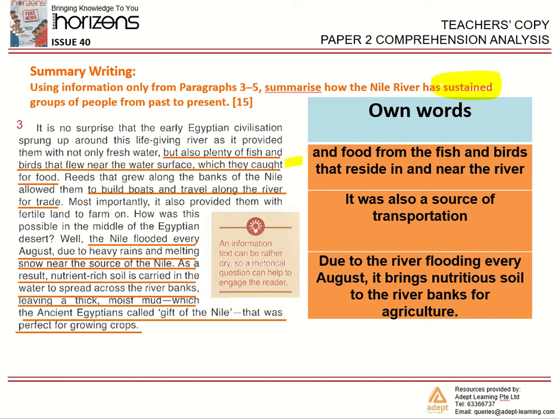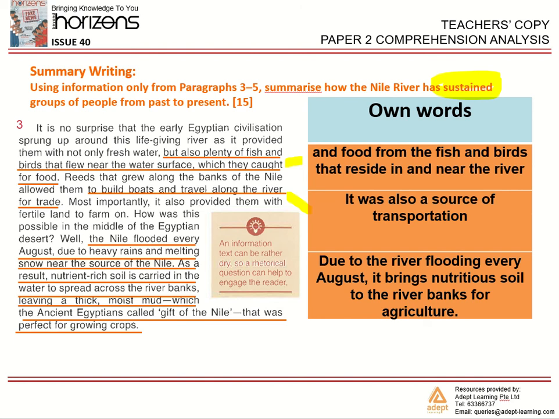Next, reeds that grow along the banks of the Nile allow them to build boats and travel along the river for trade. So, very briefly, that was also a source of transportation. Most importantly, it also provided them with fertile land to farm on. How is this possible in the middle of Egypt?